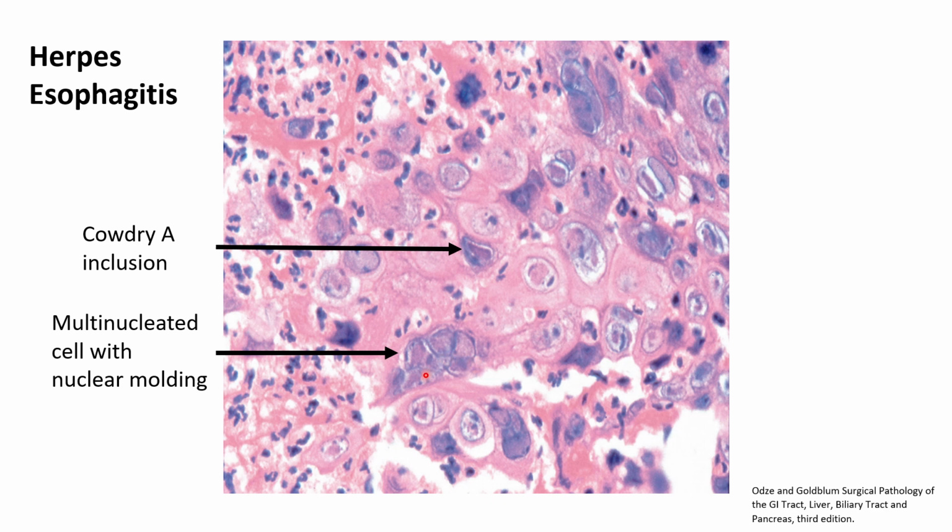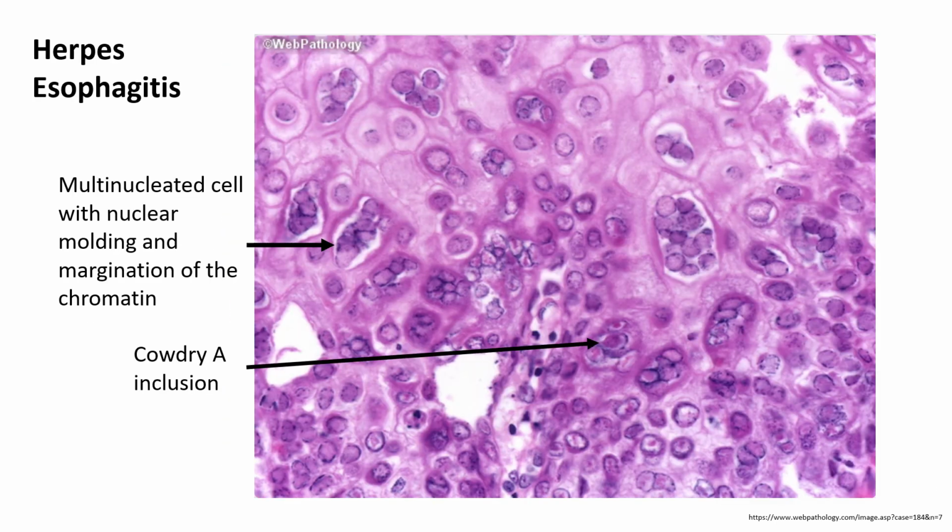And the third M is margination of the chromatin, which means that the chromatin will marginate to the periphery of the nucleus. Because in the center, there will be the intranuclear eosinophilic inclusion, also termed Cowdry type A inclusion. So you have the three M's: multinucleation, molding, and margination of chromatin. And in addition, there's the intranuclear eosinophilic inclusion called Cowdry type A inclusion.